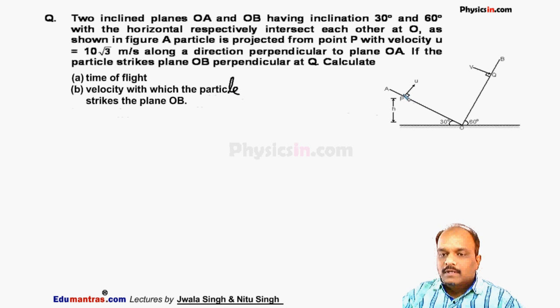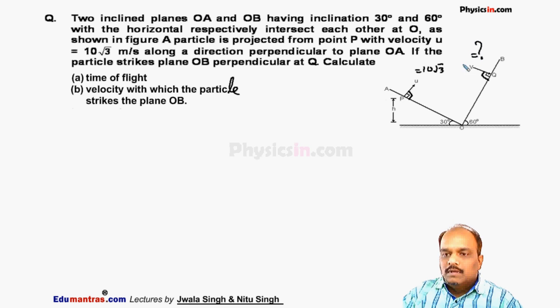It is given the particle is projected, this angle is 30 degree, this is 60 degree. The particle is projected with speed u perpendicular to this inclined plane. It strikes this point Q perpendicular to this inclined plane OB with some speed v. If u is 10 root 3, first we have to calculate what is v, and what is the time of flight. So before solving this question, we will have a look at this video.